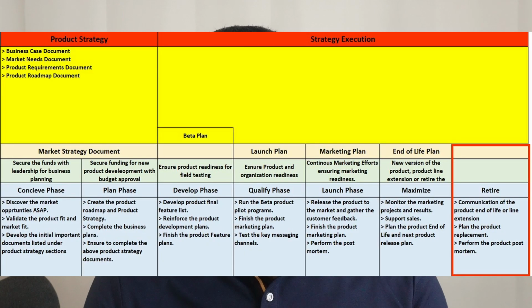Now the next one is the retiring phase. Finally, even products must eventually retire, right? In the retire phase, you focus on communicating the product discontinuation, planning a replacement, and conducting a lessons learned review. Also, once you communicate this, you could even do a discount or special promo and get rid of the inventory, right?